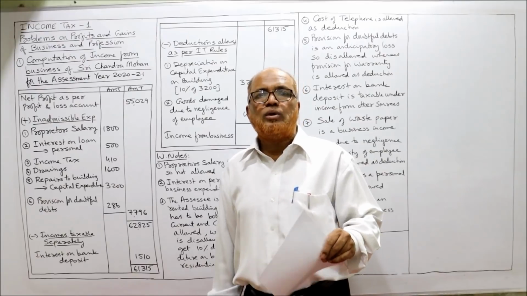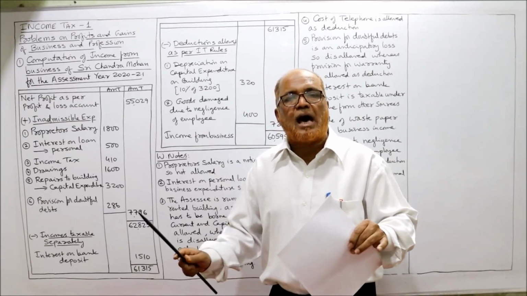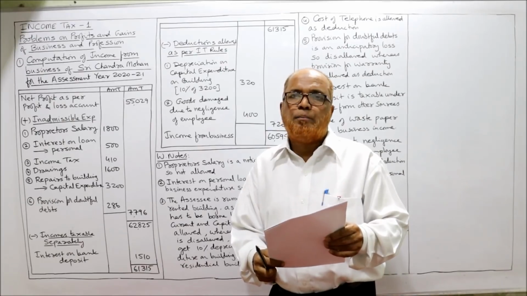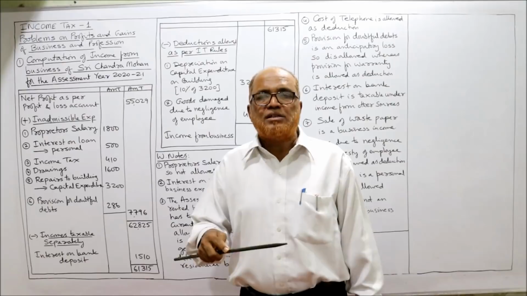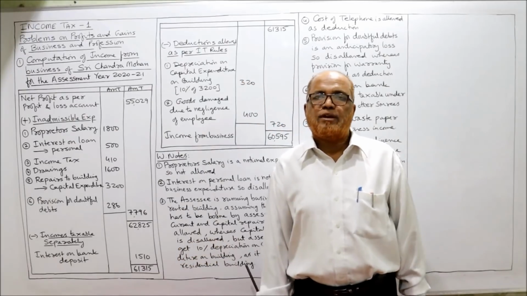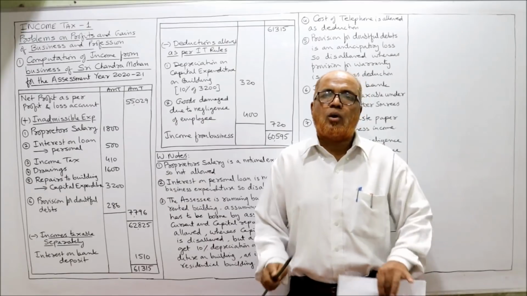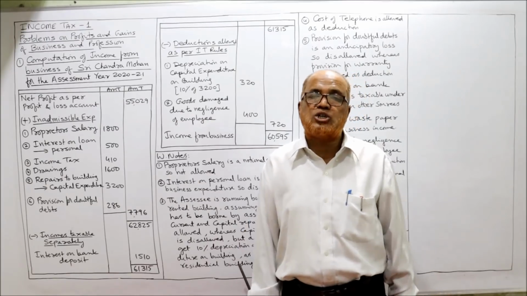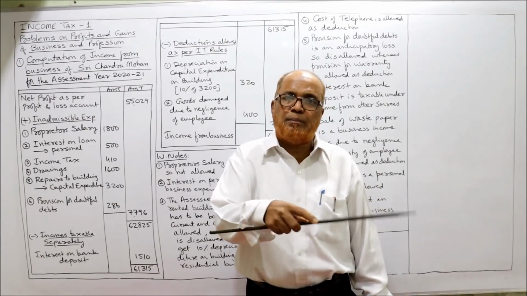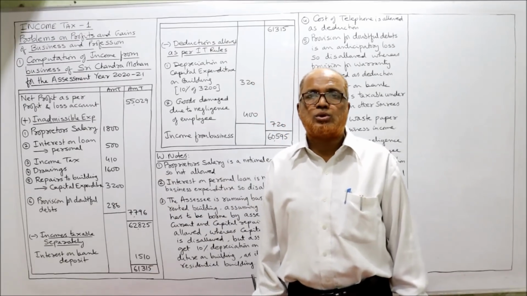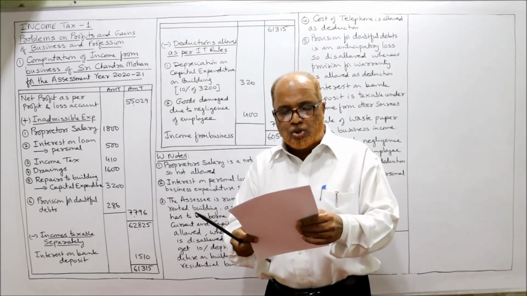Next one, cost of new telephone. According to the provisions of Income Tax Act, cost of new telephone is allowed as deduction. Telephone bill allowed as deduction. Drawings. Drawings means when the owner has withdrawn from the business for personal use. Drawing is not an expenditure. It is the amount withdrawn by the owner from the business for personal use. The drawings are disallowed.